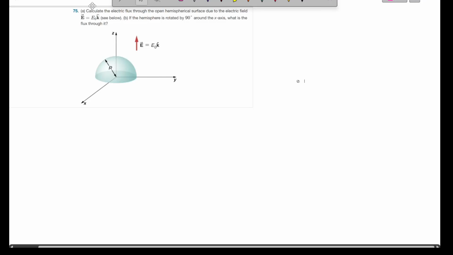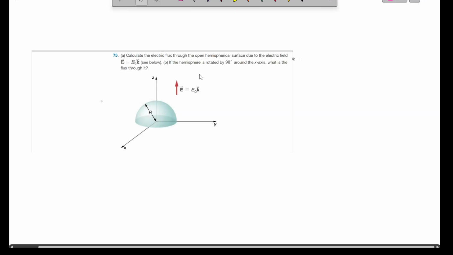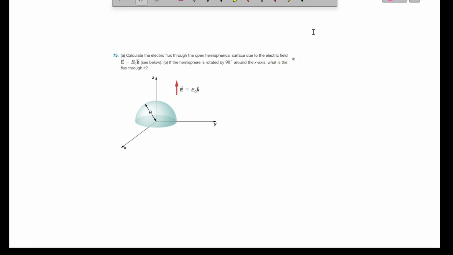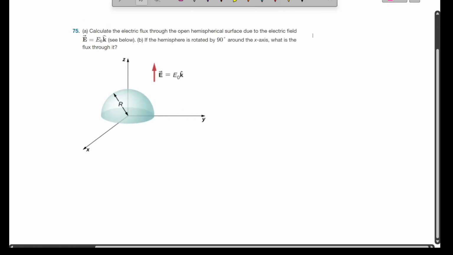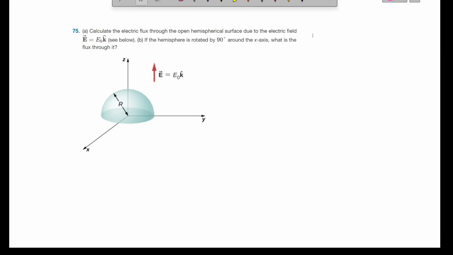This is SI Sasha. Today we're going to look at this problem from chapter 6. This is problem 75. It is about flux, excuse me, electric flux due to a field. And we're looking at an open hemispherical surface, so about half of a sphere.